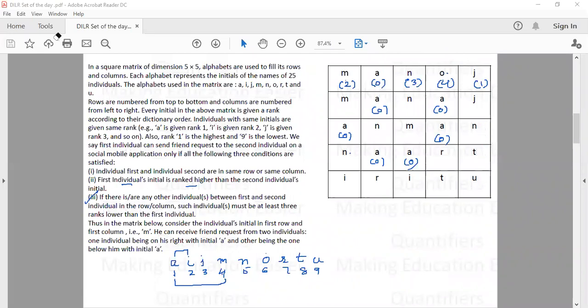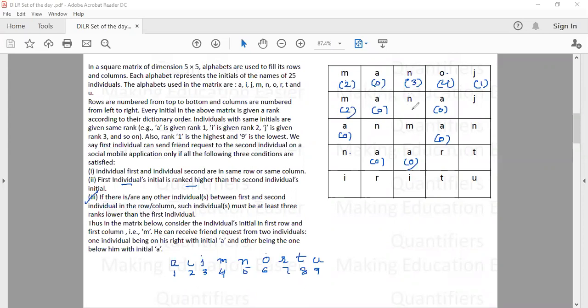Now let's check the second row. In the second row also, M has just 3 people above him in the arrangement. One is A, second is I, and third is J. So these 2 A's can send the request. N cannot send the request to M. I can send the request, but the problem is that there is one person A between them, and the rank of A is not 3 below I. So this I cannot send the request to M. So M can get the request only from these 2 A's. So there are only 2 requests which this M can receive.